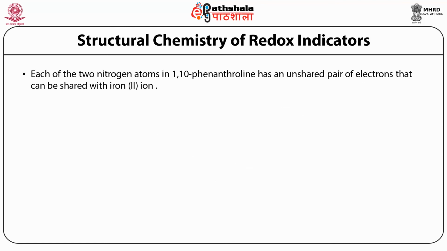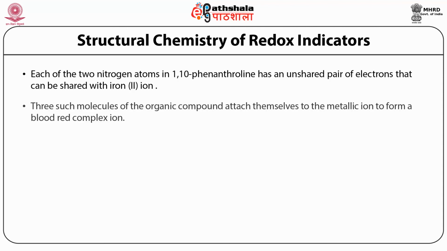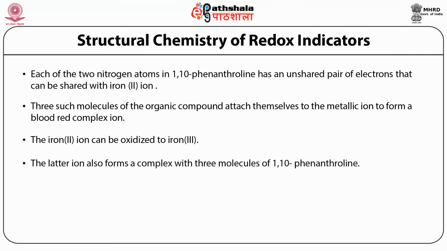Each of the 2 nitrogen atoms in 1,10-phenanthroline has an unshared pair of electrons that can be shared with iron 2 plus ion, and 3 such molecules of the organic compound attach themselves to a metallic ion to form a blood red complex ion. The iron 2 plus ion can be oxidized to iron 3 plus, and the latter ion also forms a complex with 3 molecules of 1,10-phenanthroline.